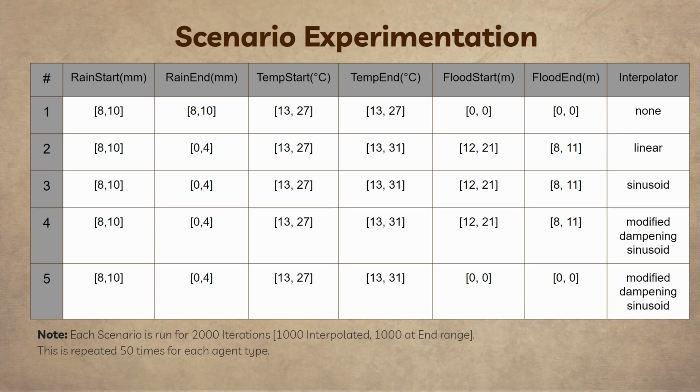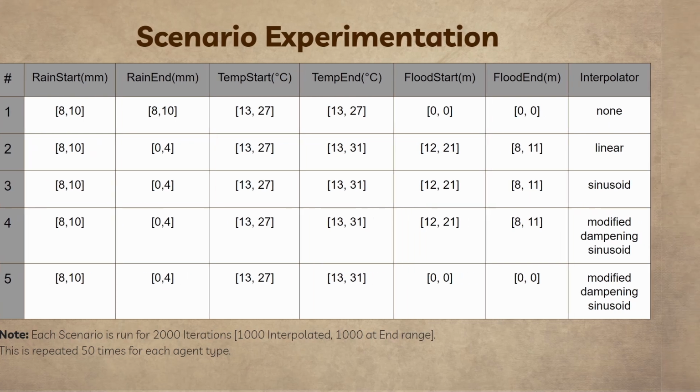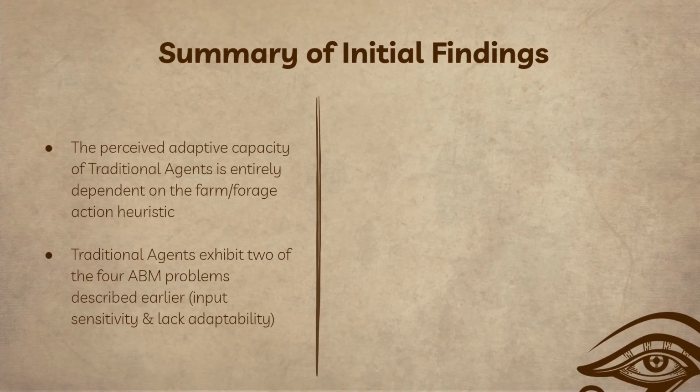Unfortunately, at the time of making this video, we are still in the process of recording and parsing all of the data generated by our simulations. However, despite being unable to make final conclusions, there are a number of initial findings that we would like to talk about. The first is that of the perceived adaptive capacity of the traditional agents.